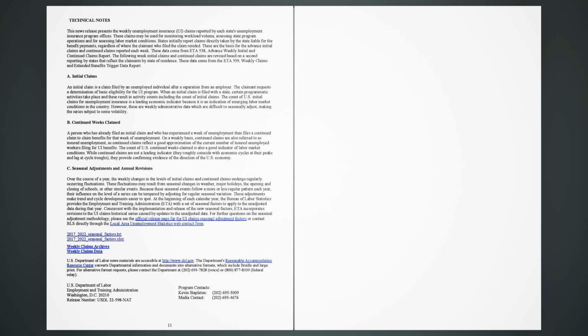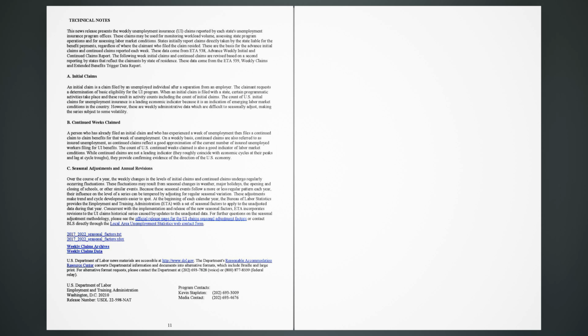C. Seasonal adjustments and annual revisions. Over the course of a year, the weekly changes in the levels of initial claims and continued claims undergo regularly occurring fluctuations. These fluctuations may result from seasonal changes in weather, major holidays, the opening and closing of schools, or other similar events. Because these seasonal events follow a more or less regular pattern each year, their influence on the level of a series can be tempered by adjusting for regular seasonal variation. These adjustments make trend and cycle developments easier to spot.